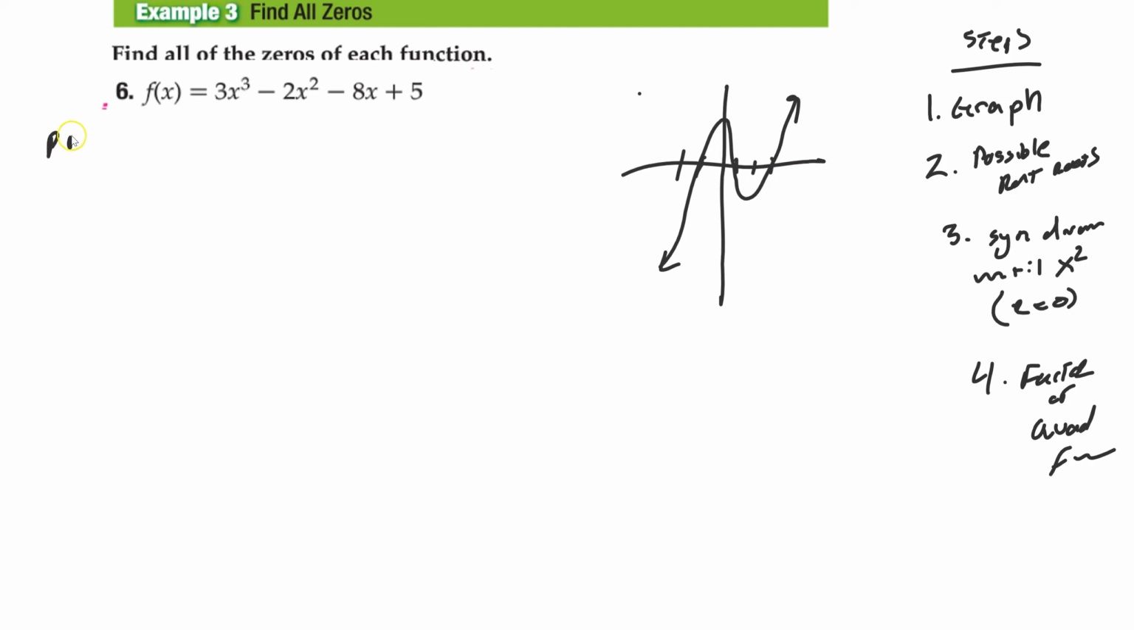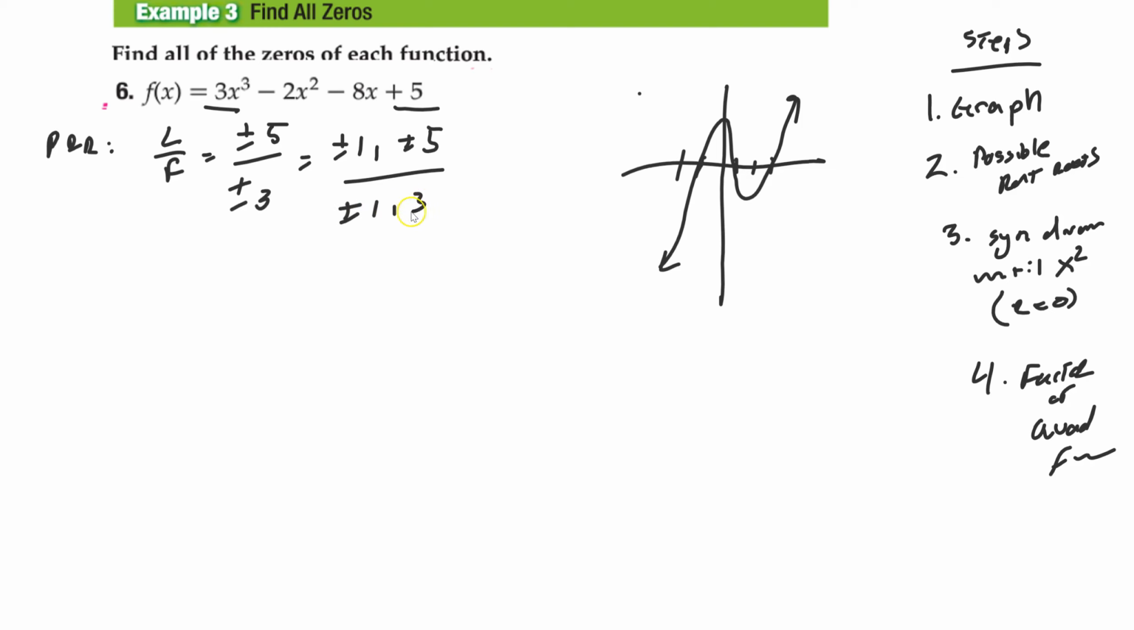So possible rational roots. Remember, we're going to do the last over first. Plus or minus 5 over plus or minus 3. So the high degree term and the constant term. My factors of 5 are 1 and 5. That's why I want to do this one first. Factors of 3 are 1 and 3. Right, so all the combinations are just going to be 1 over 1, 1 over 3, 5 over 1, and then 5 over 3.